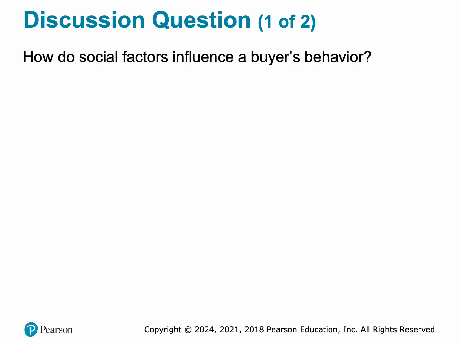So, how do social influences affect your buying behavior or a buyer's behavior? A person's reference groups, which I talked about in the last slide: your reference group, your family, your friends, your social networks, and other influencers strongly affect product and brand choice.